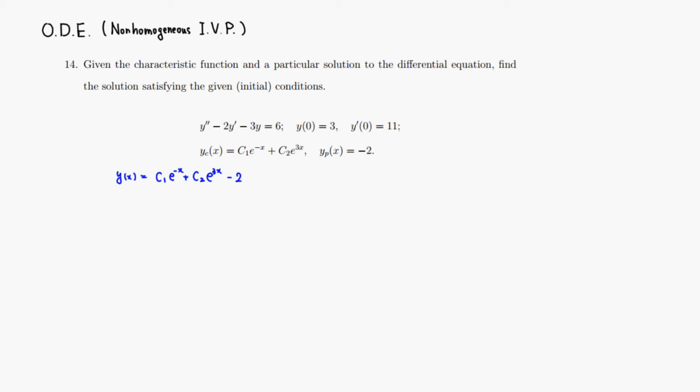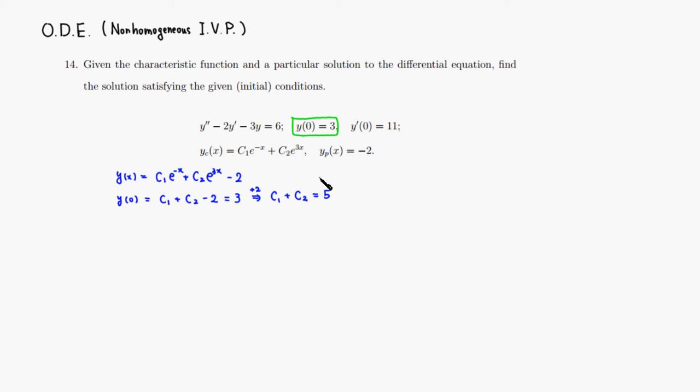All right, so let's use the first initial condition. If you plug in x equals 0, we're supposed to get 3. So we have y of 0 is equal to c1 plus c2 minus 2, and this is supposed to be 3. And so we have this condition. I'm going to add 2 to both sides, so you have c1 plus c2 is equal to 5.